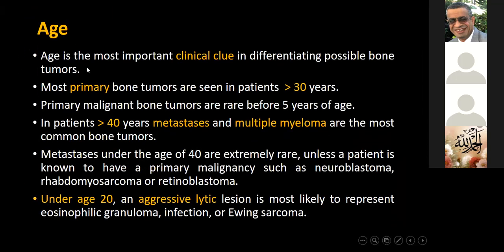The age is the most important clinical clue in differentiating the possible bone tumors. The primary bone tumors are seen in patients above 30, and are rare before the age of 5 years. Above the age of 40, metastasis and multiple myeloma are the most common bone tumors. Under the age of 20, an aggressive lytic lesion is most likely to be either eosinophilic granuloma, infection, or Ewing sarcoma.